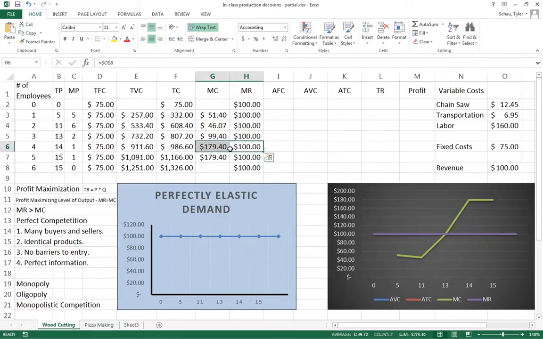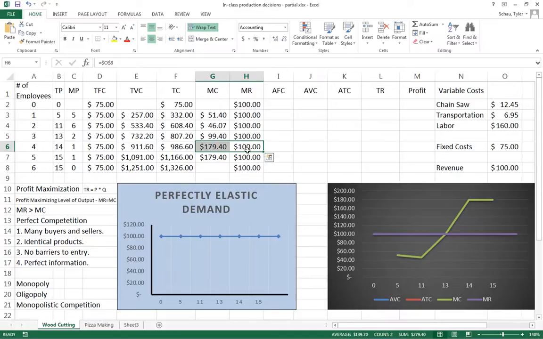Once we reach this point where marginal cost is $179.40 and marginal revenue is only $100, that's where we actually start to see ourselves start losing money. We aren't going to make any money based on these costs. It costs too much to produce, and if you look at that one employee adds 1 cord of firewood. So $12.45 in chainsaw expense, $6.95 in transportation costs, and then the big one, we're not able to spread out his labor over multiple cords of firewood.